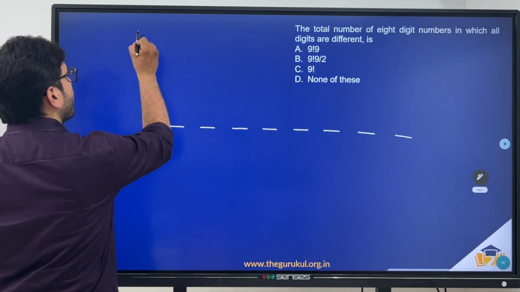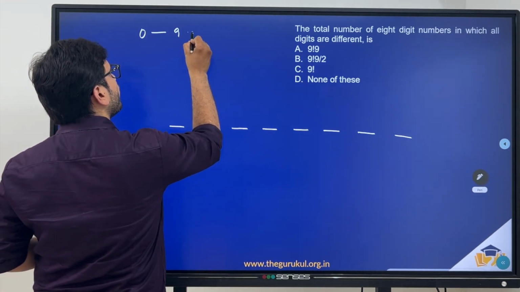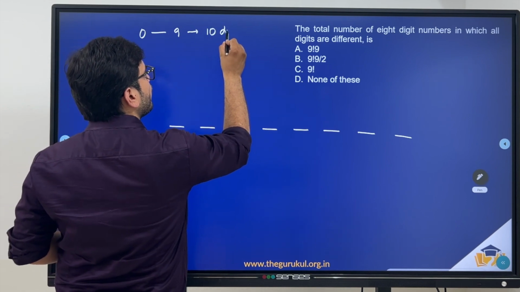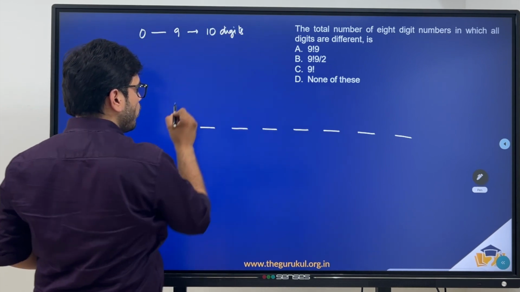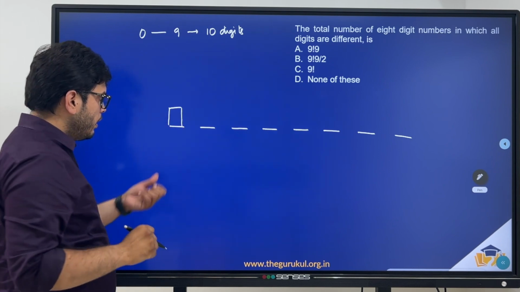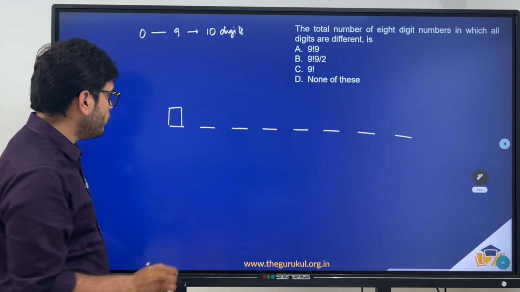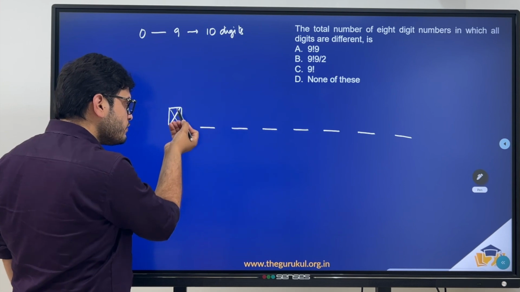Now how many digits do we have? From 0 to 9, you have 10 digits. Now coming to this digit, the leftmost digit. Can this be 0? No, this cannot be 0, right? So you have how many ways of selecting this digit?